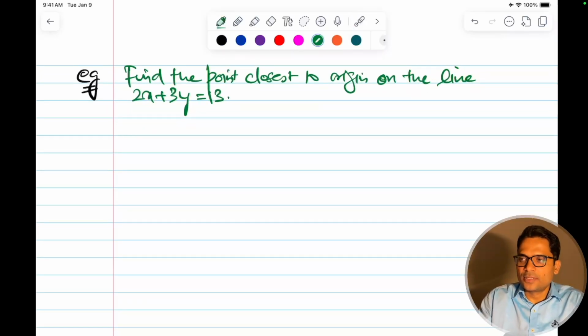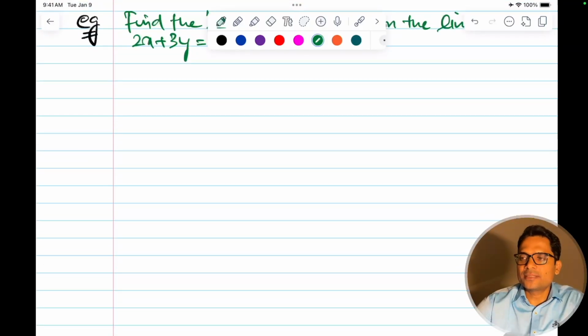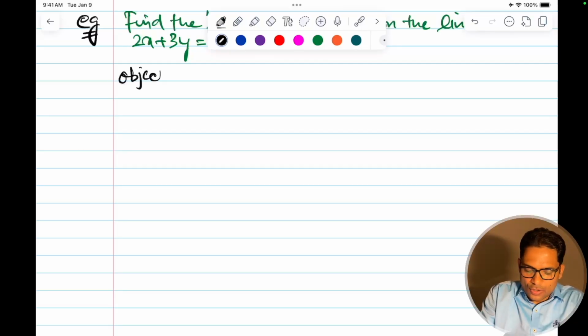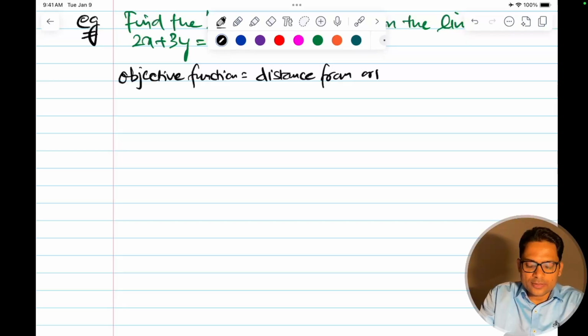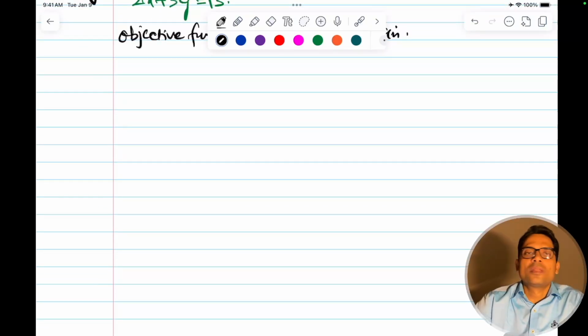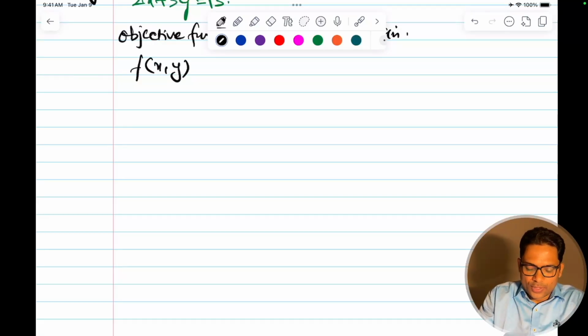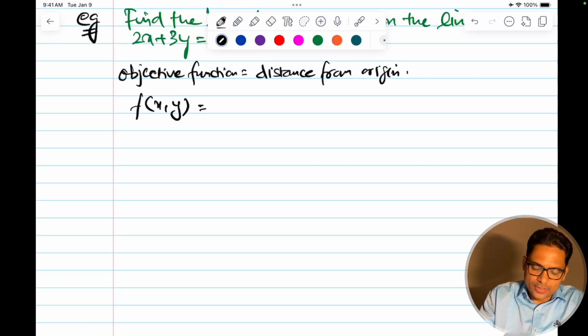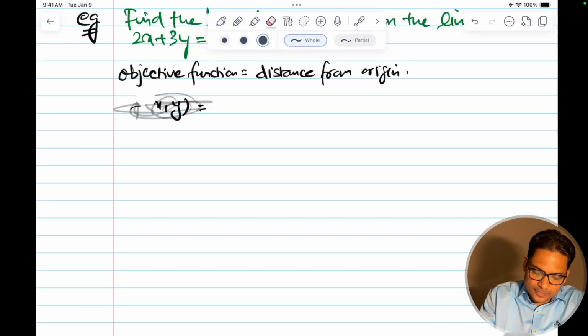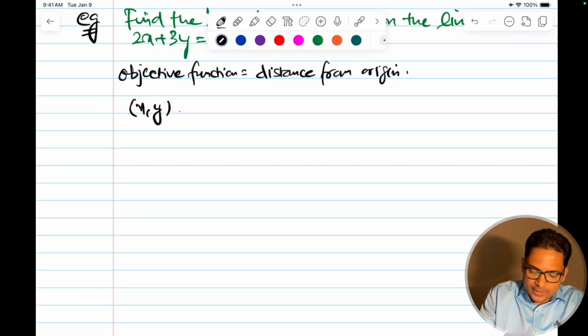How will you find it now? My function is to minimize, so what is my objective function or the loss function? The objective function will be the distance from the origin. That's what I want to minimize. How do you calculate distance from the origin? If I have a point (x, y), its distance from the origin (0, 0) is given by the square root of x square plus y square.